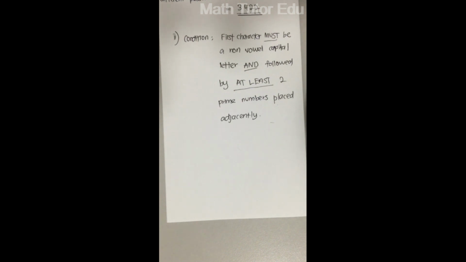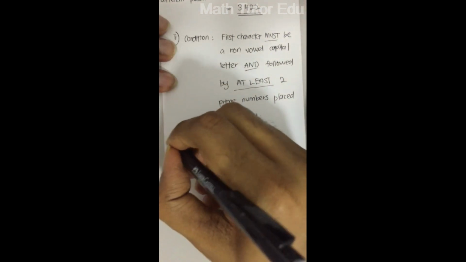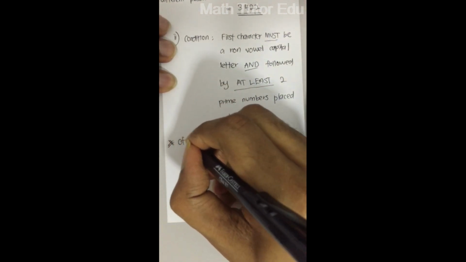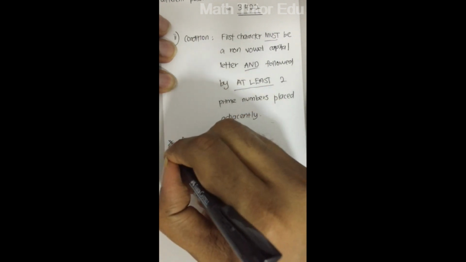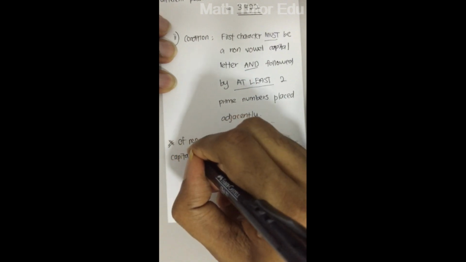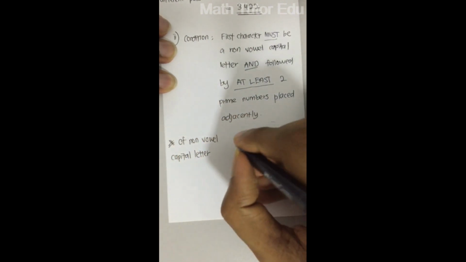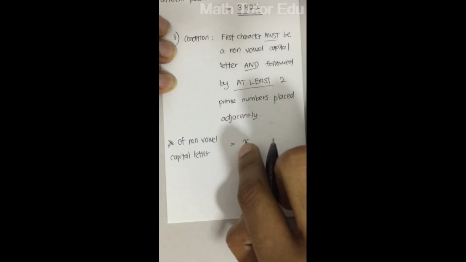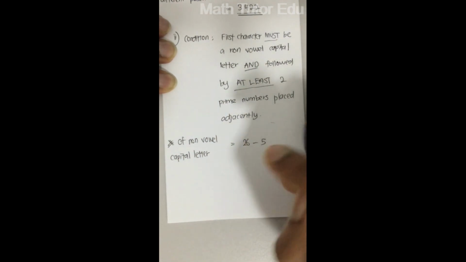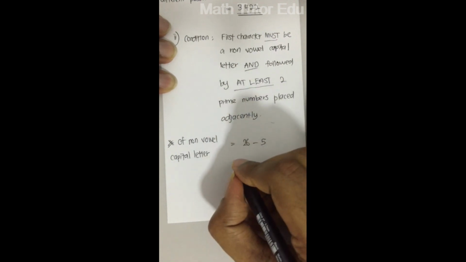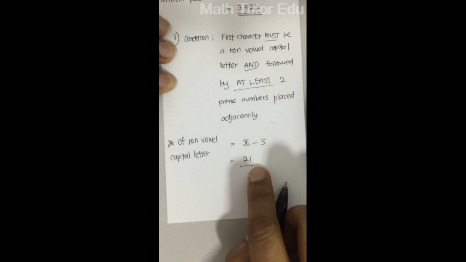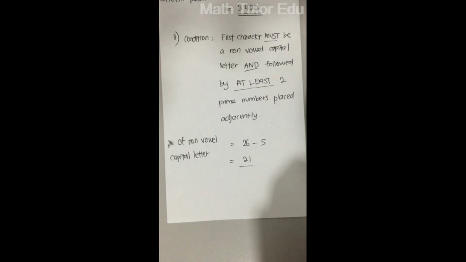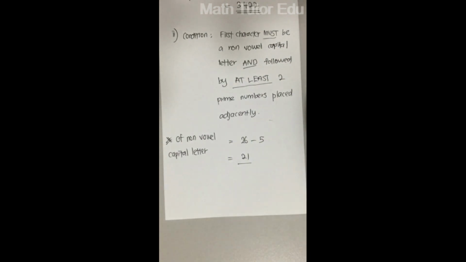Okay, so that is the first information that you need to write in your working. So the number of non-vowel capital letters, in this case, is equal to the total number of letters, 26, minus the number of vowels. So 26 minus 5, you get a total of 21. This is actually 21 consonant capital letters. So from here we already got the first information. Let us proceed to the second information.